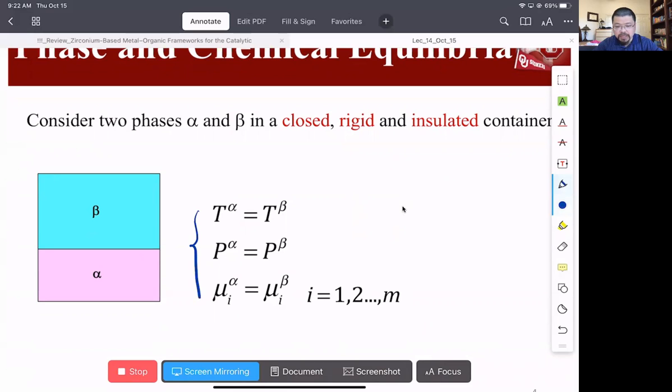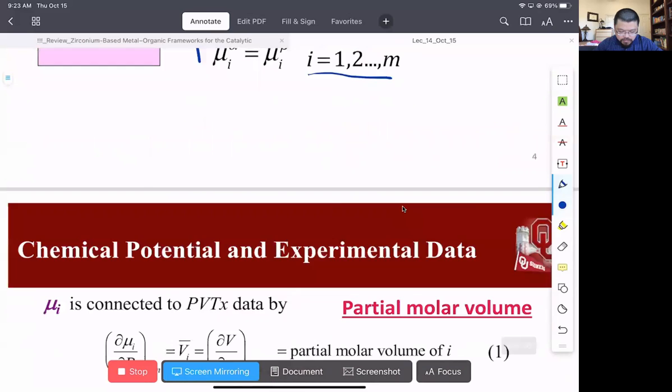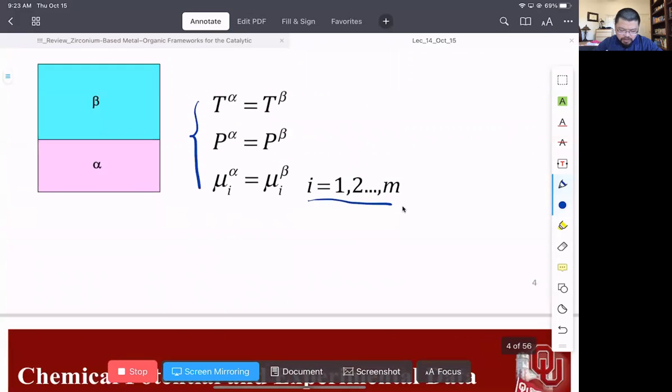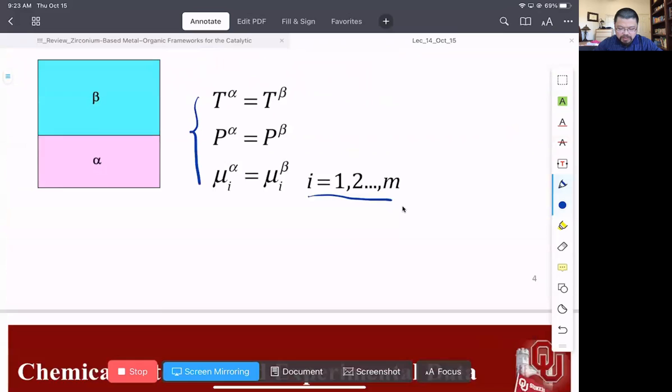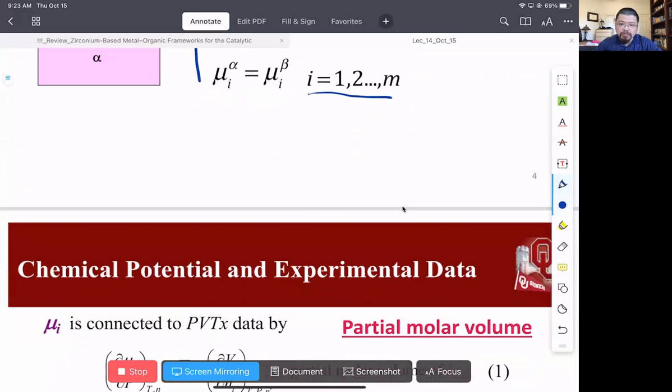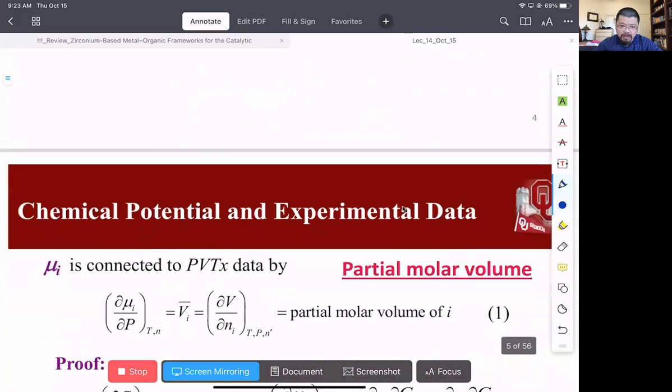One is the temperature, the other is the pressure, the third shall be the chemical potential, and we need to satisfy the chemical potential for each component in the system. So we are not having three equations, but we have three sets of equations. Temperature and pressure shall be easier to monitor or measure in the lab, but chemical potential is not the case. So this is why we try to determine how we are going to measure or calculate the chemical potential.